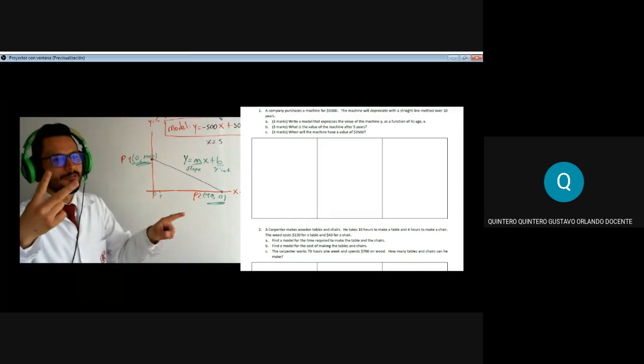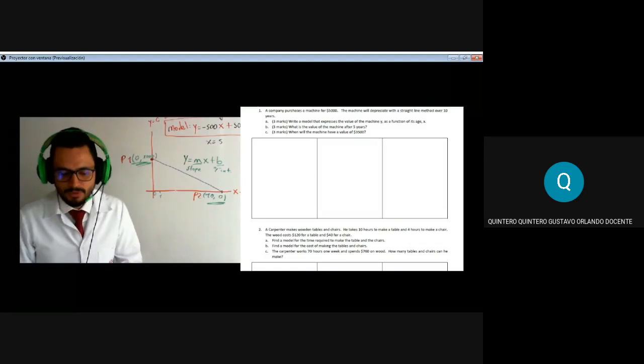So year 1, the machine is now 4,500. Year 2, the machine is now 4,000. Year 3, 3,500. Look at that. So by counting, we found that at the third year, the machine costs 3,500, which is the answer. Beautiful, we did it. The answer is 3 at the third year.